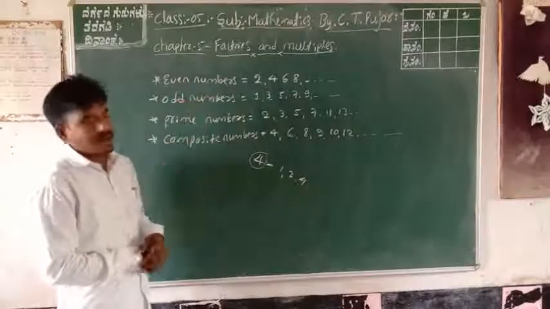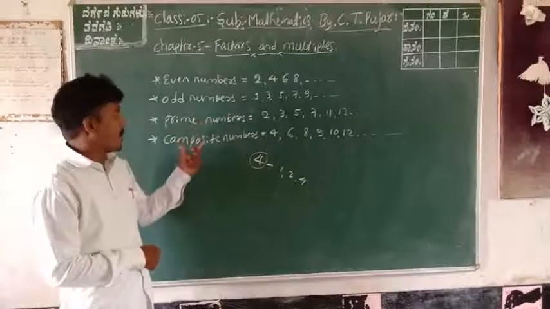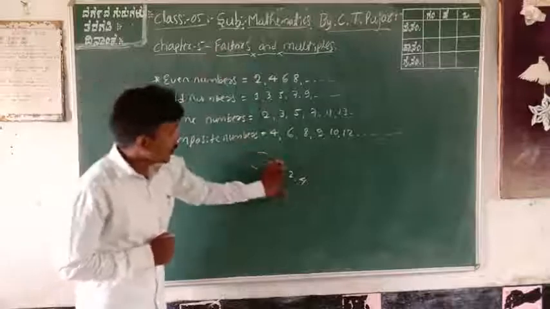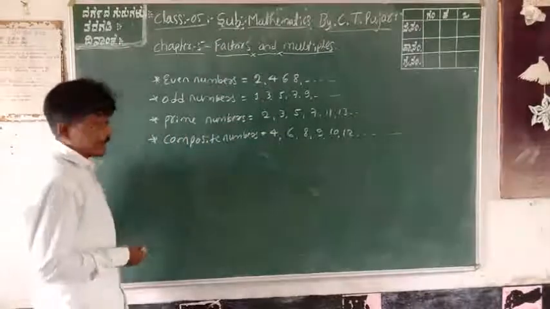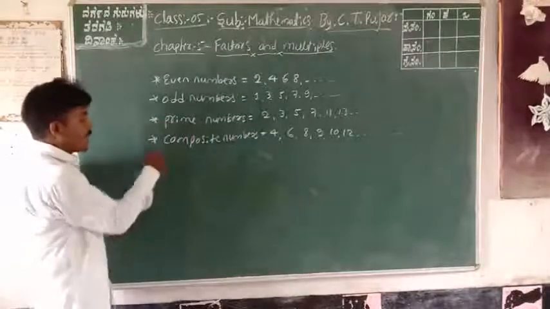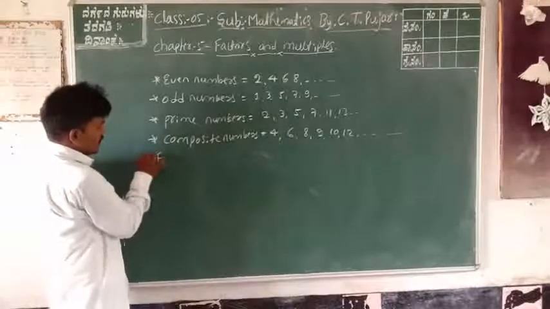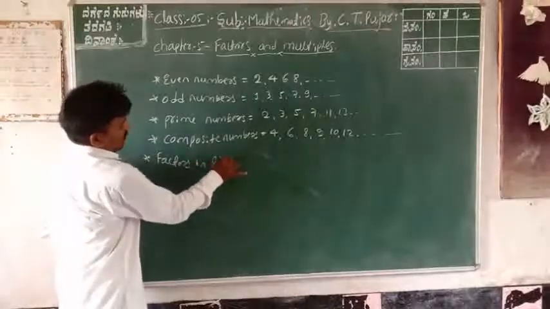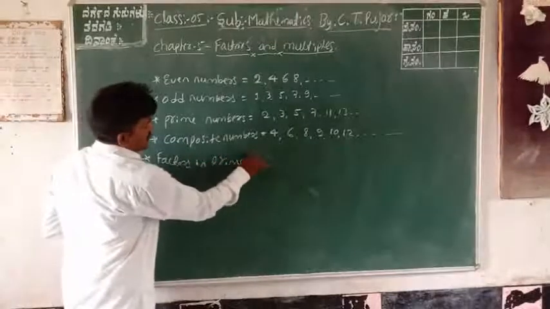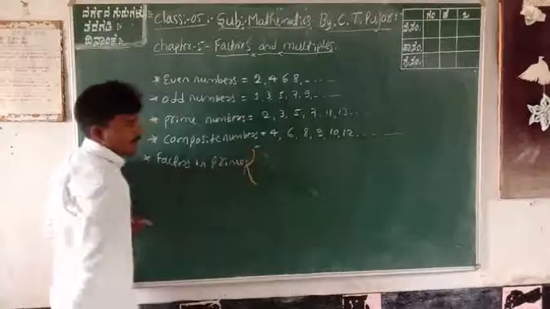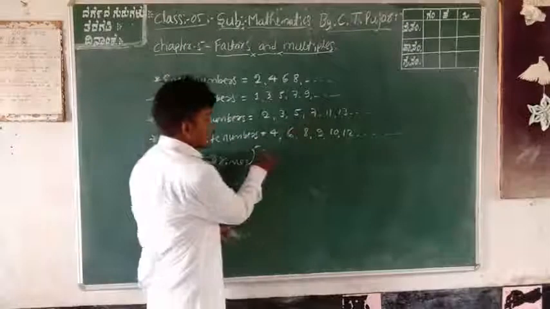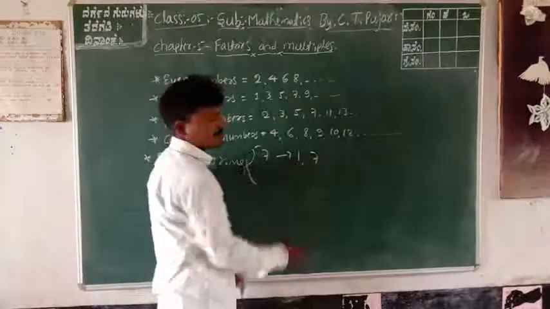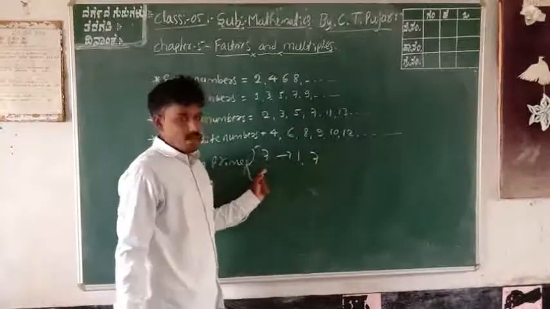Even numbers are over. Odd numbers are over. Prime numbers, composite numbers. What about next? Factors. What is the meaning of factors? For example, check yourself once again. You know prime numbers only. Factors of prime numbers. What are the factors? For example, consider 7. The factors of 7 are only 1 and 7. 7 times 1 is 7.